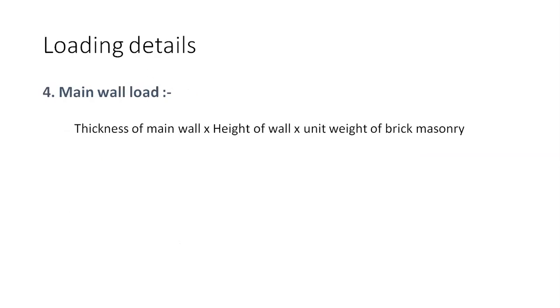Next one is main wall load. It is simple. Similar to the calculation of partition wall load, it is thickness of main wall into height of wall into unit weight of brick masonry. Main wall is generally provided below the beam or by supporting the beam. So the main wall load is spread over the beam along the length of beam.